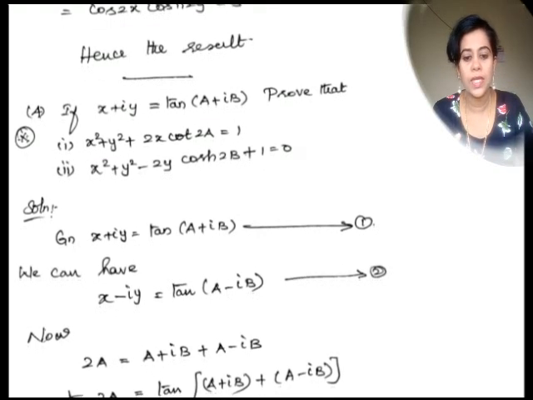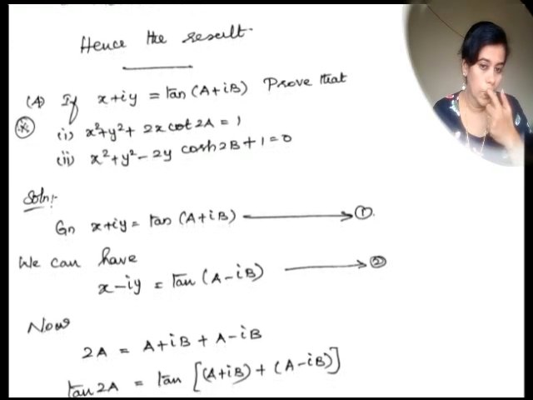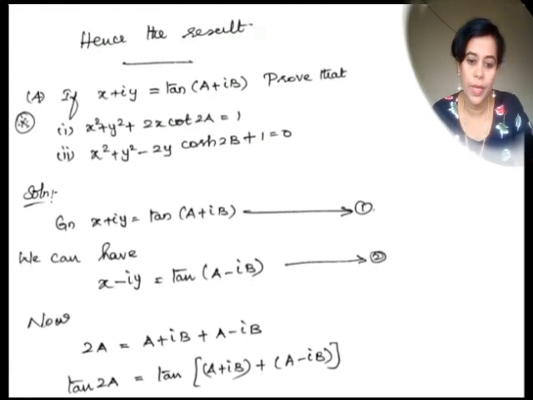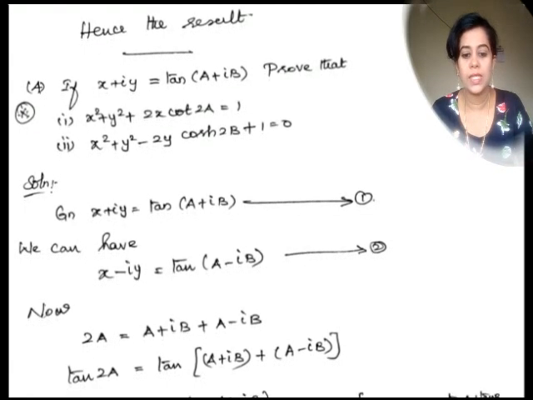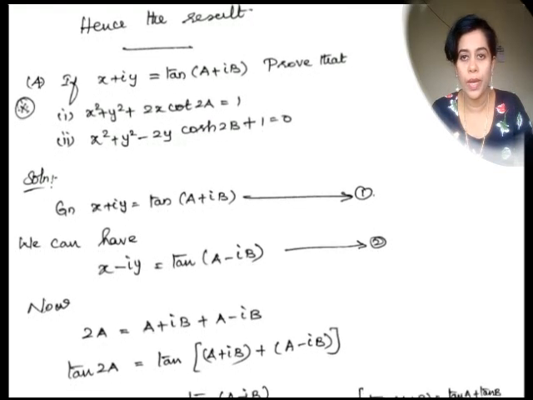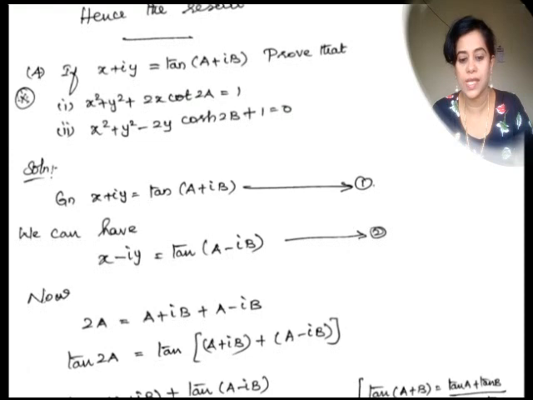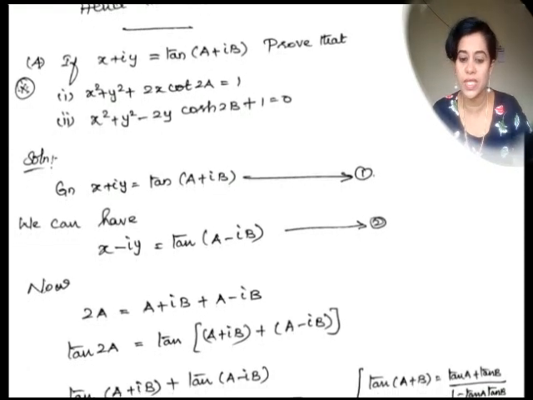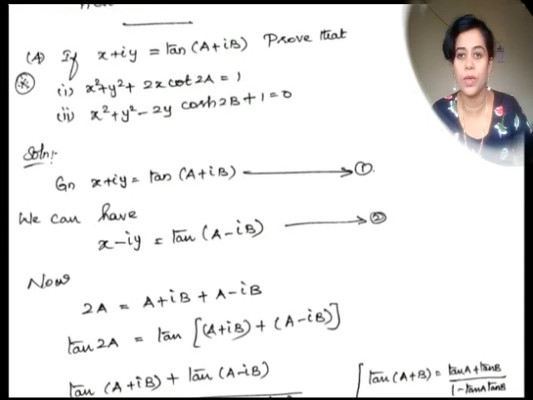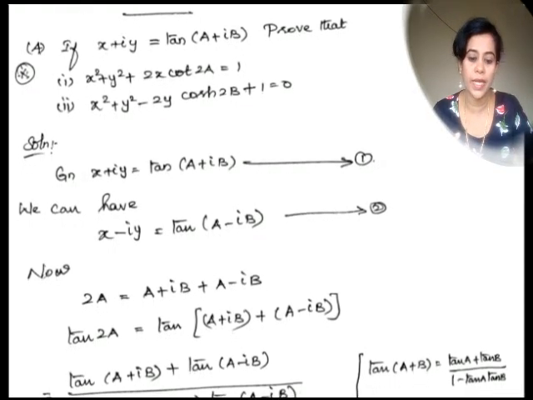So let me consider the given thing. It is x plus iy is equal to tan of a plus ib, and from that we can write, replacing i with minus i, x minus iy. From the given equation we are framing another equation: x minus iy is equal to tan of a minus ib. Consider these two as the first and the second equation.